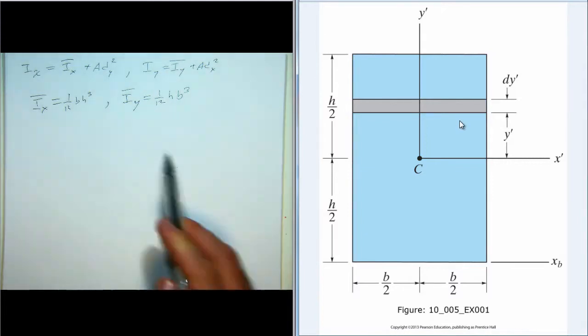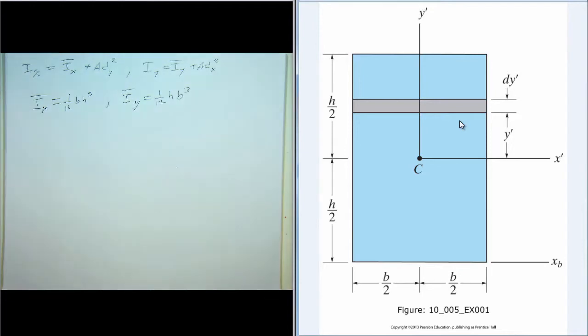So since h is a larger value than b, well, if this figure is to scale, then we can see that it'll have a higher moment of inertia about the x prime axis than about the y prime axis, because we have h cubed here and b cubed here.